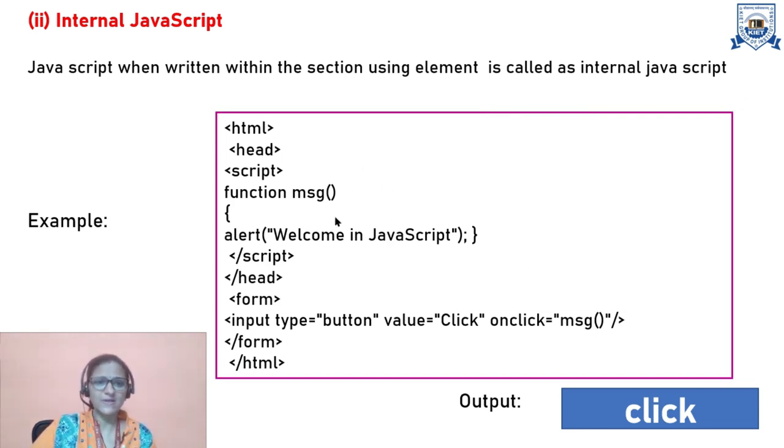So in this example, in the head section, at the top we have mentioned the script. We have made a function, and inside the function we have written an alert and the message. The script is closed. Now we can use it in our HTML page.